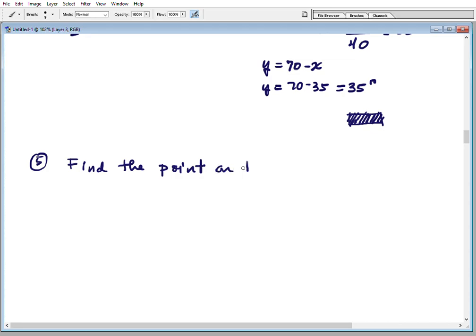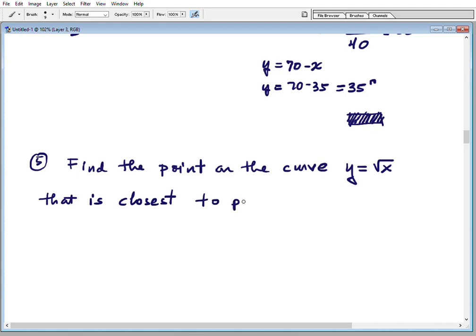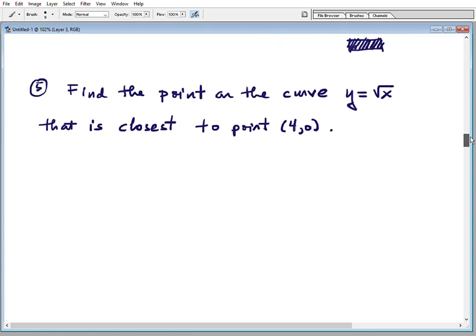Find the point on the curve y equals square root of x that is closest to (4, 0). Okay, this will make sense when we draw a picture. So let's just draw a picture of y equals square root of x. Remember, it looks like y equals x squared on its side, just half of a parabola on its side, like this.